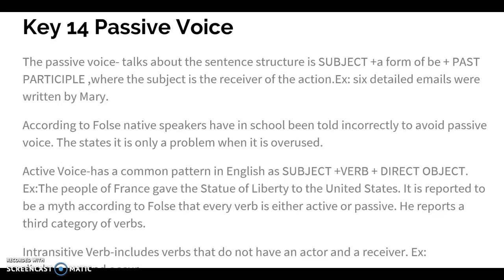Active voice has a common pattern in English, such as subject plus verb plus direct object. For example, the people of France gave the Statue of Liberty to the United States. It is reported to be a myth, according to FOSI, that every verb is either active or passive. He reports a third category of verbs.